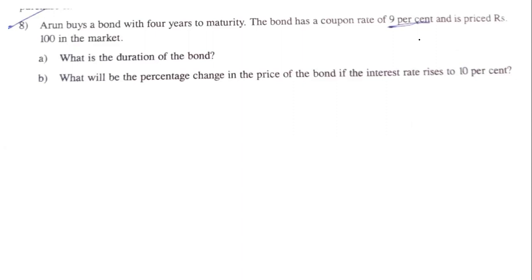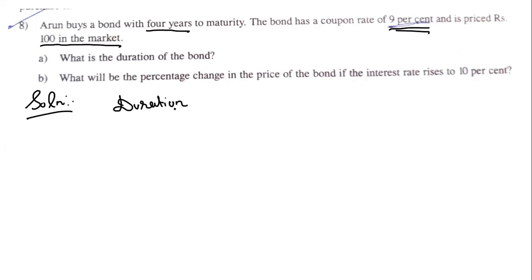to 10%. So if you look at the problem, we have 4 years to maturity and the coupon rate is 9%. The bond is priced at 100. To solve this, we use the formula and we will go with the table. So let's solve this. Solution.